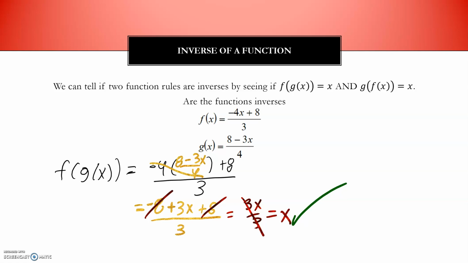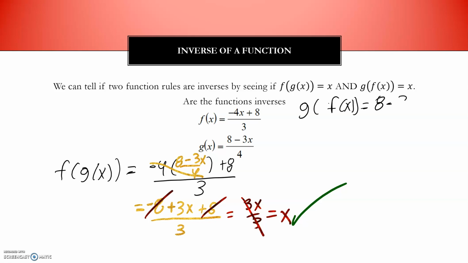We've got what we want there, but we need to check the other one. Now, if we wouldn't have gotten x there, we would get to stop. But since we found what we got on one part, we have to make sure it works on the other part. So we would do g of f of x. So that's the same idea, but the other way around.